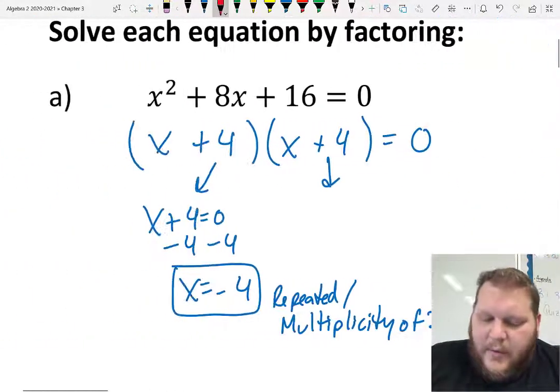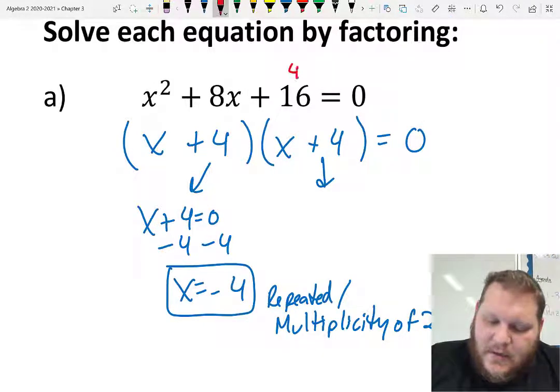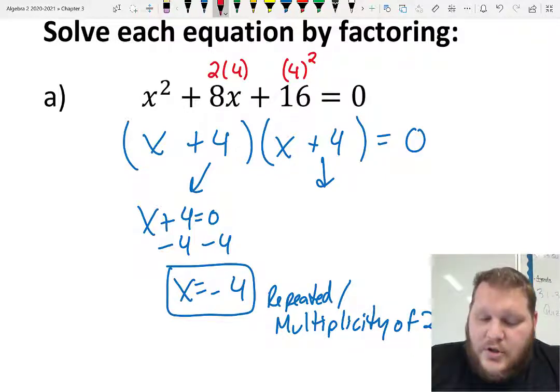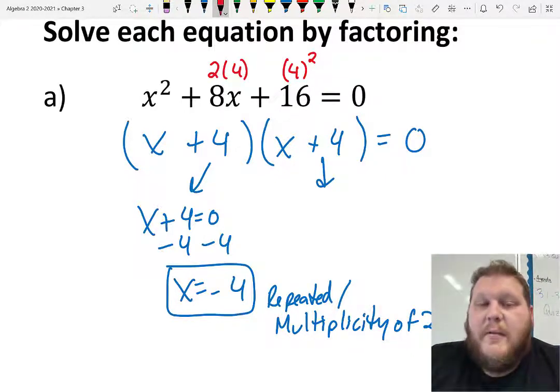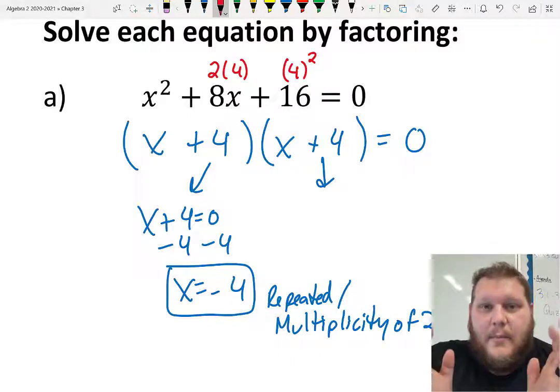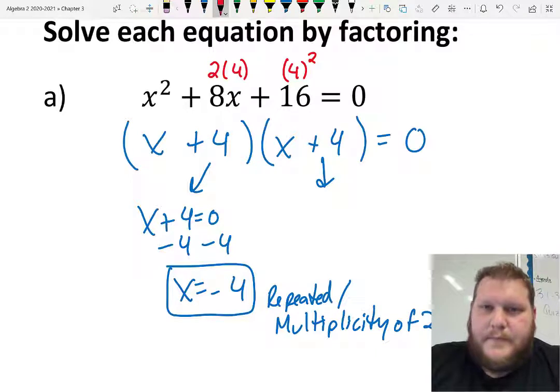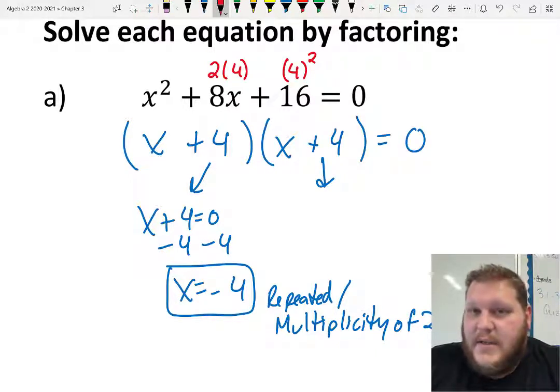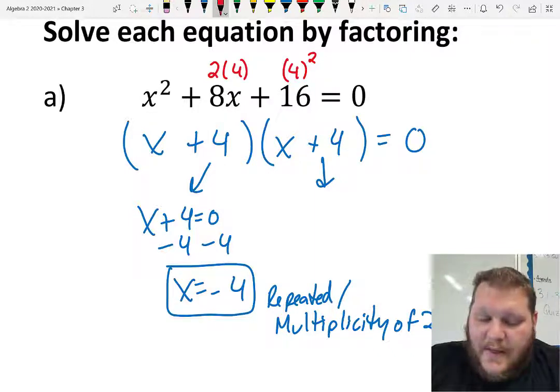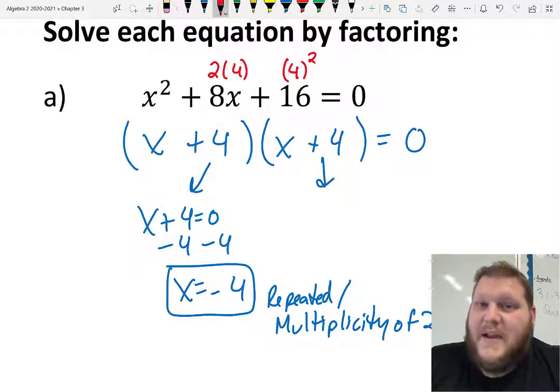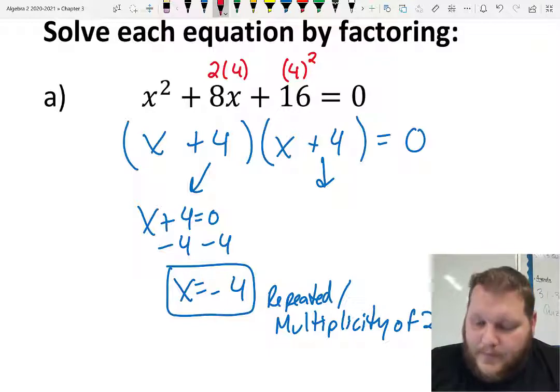If that pattern holds for my other one, that would mean this has to be 4 squared, and this is 2 times 4, which is true. So in general, whatever my equation factors out into, that binomial, x minus 3, x plus 4, that number there is going to be the square root of whatever this third term is, because it's a perfect square, and this middle term is just that number times 2.